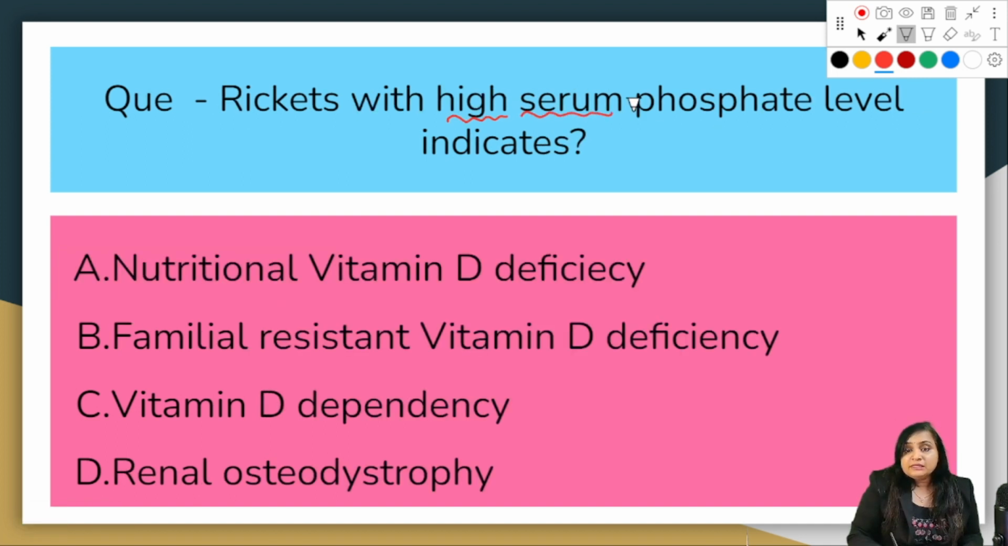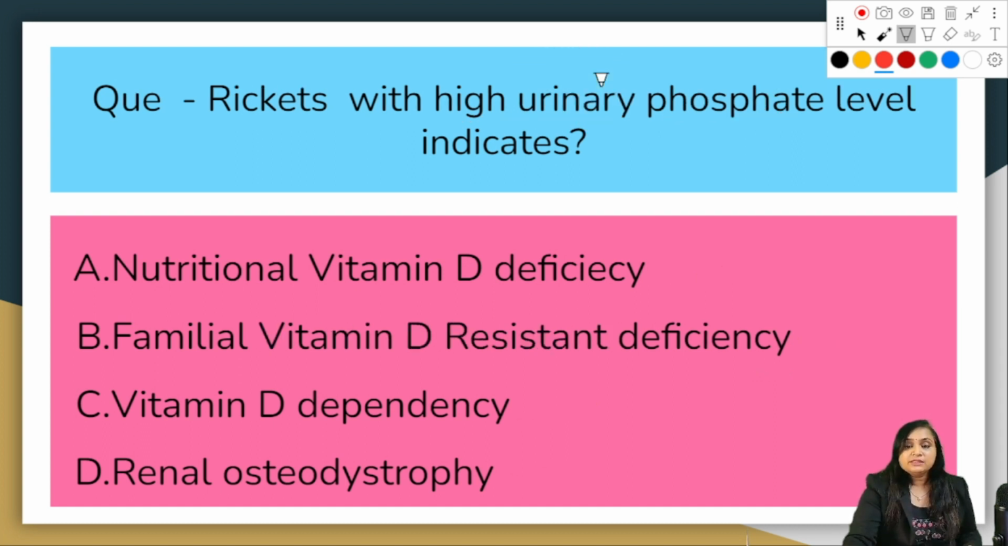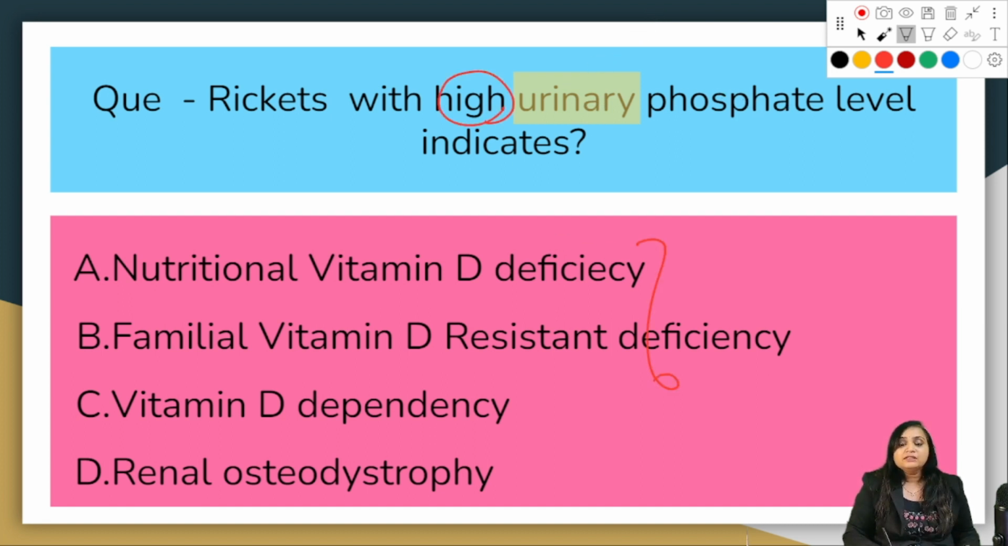Rickets with high serum phosphate level is seen in nutritional vitamin D deficiency, familial resistance, vitamin D dependency, or renal osteodystrophy. I'm not going to answer this because I'm just going to change one word of this question: high serum versus high urinary. Once you put a high urinary phosphate level, the answer will change. So we are going to discuss these questions in detail in upcoming slides.